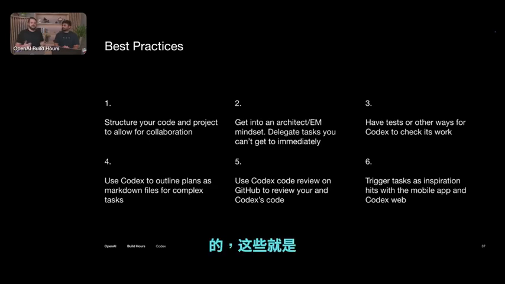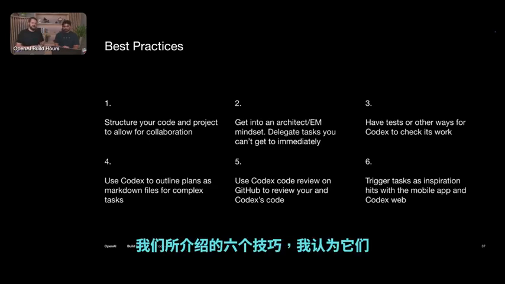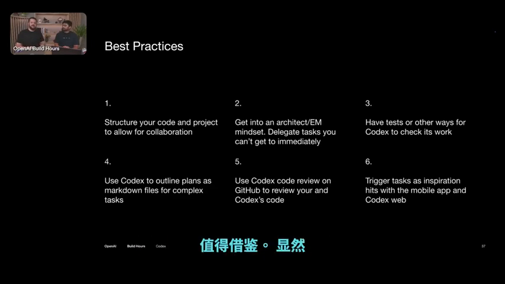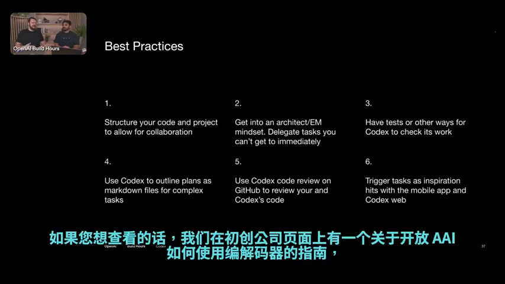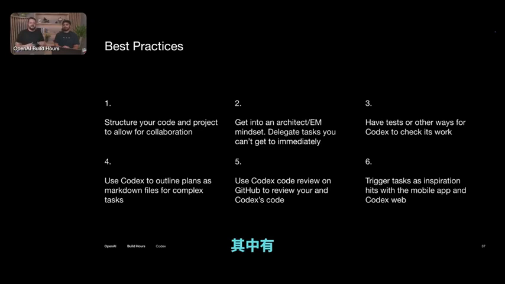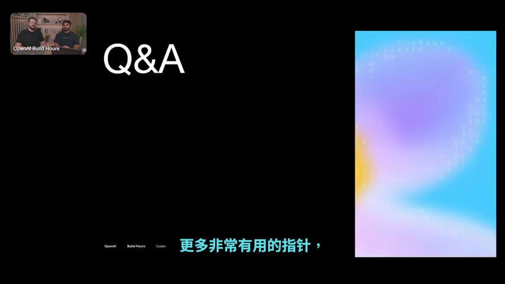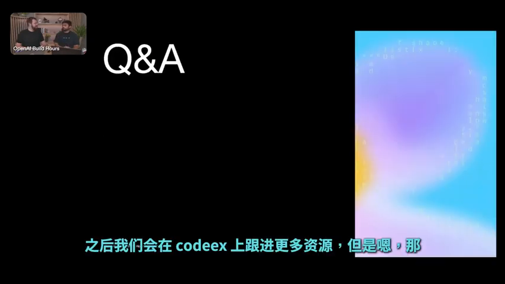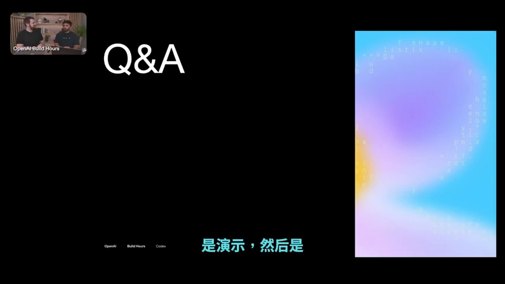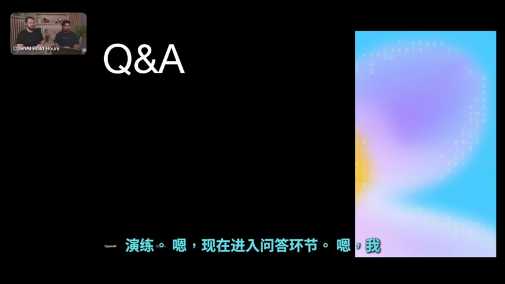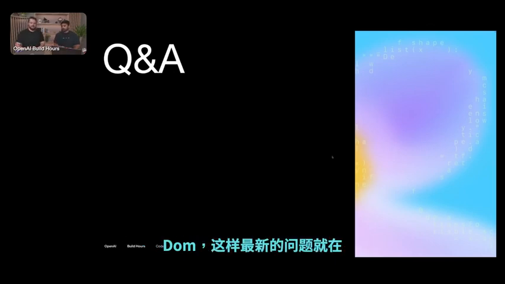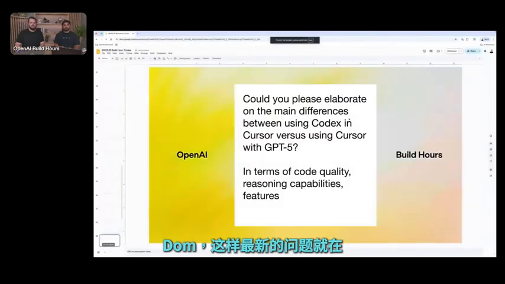Cool. So yeah, those are the 6 tips that we covered that I think are worth taking away. There's obviously a lot more. We have a how OpenAI uses Codex guide on the startups page, if you want to check that out. That has additional really helpful pointers. And we'll follow up with more resources on Codex after this. But yeah, that was the demo and the walkthrough. Now over to Q&A. I think we should refresh the slides, Dom, that way the latest questions are in here.